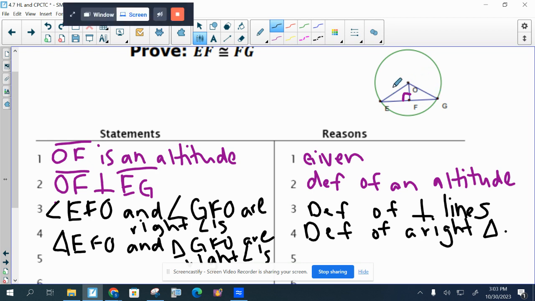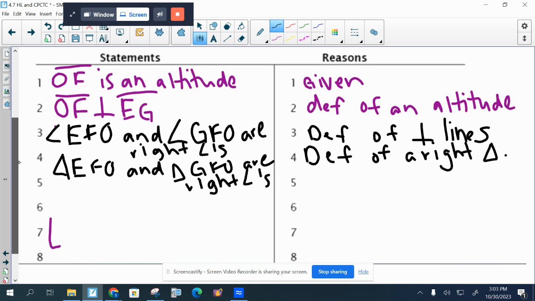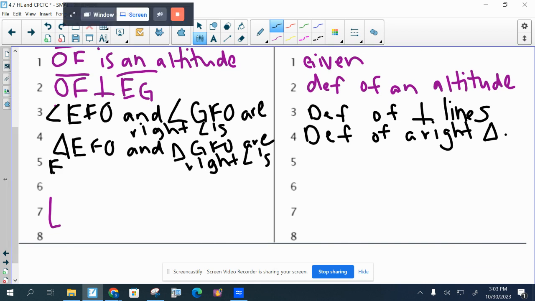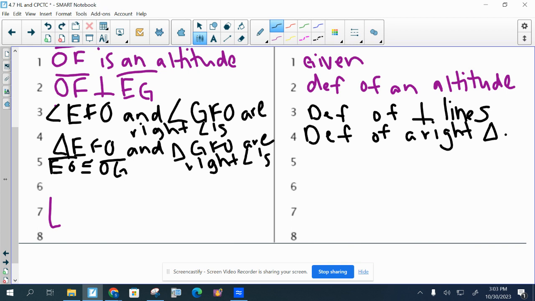So then we can say, okay, if they're both the radius of the circle, all the radii in the circle are the same, so we can say that they are congruent. So EO is congruent to OG. You could just say all radii in a circle are congruent.